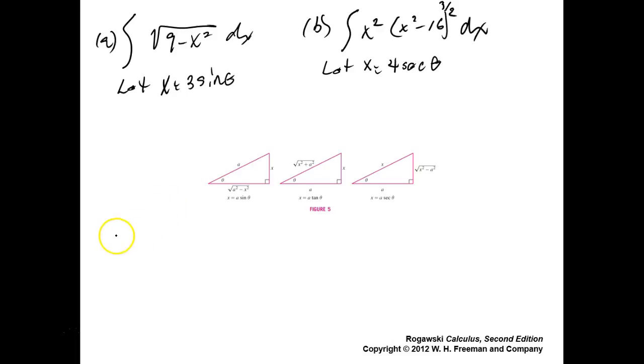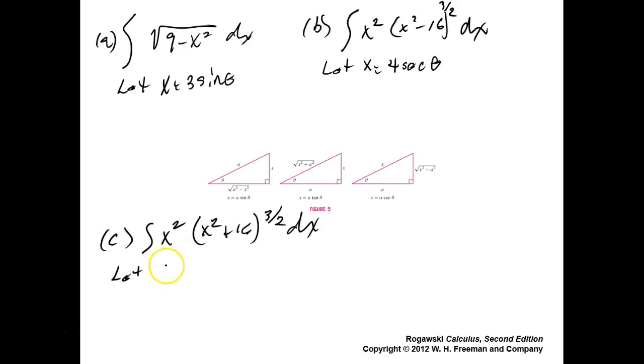Let's go down to this one. C is the integral of x squared plus 16, and that was to the 3 halves power, dx. It doesn't matter what these other things are. What would be your trig substitution here? Okay, let what? x equal 4 tangent theta.